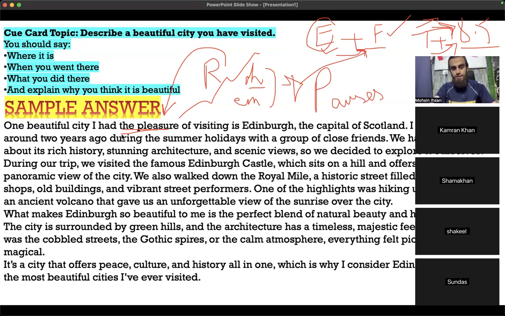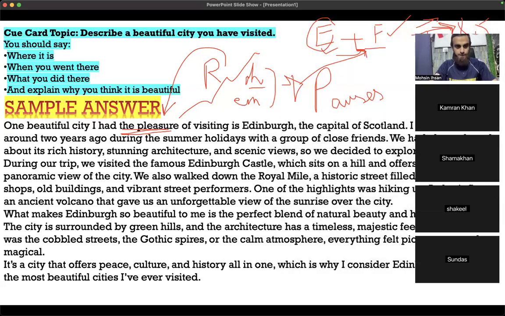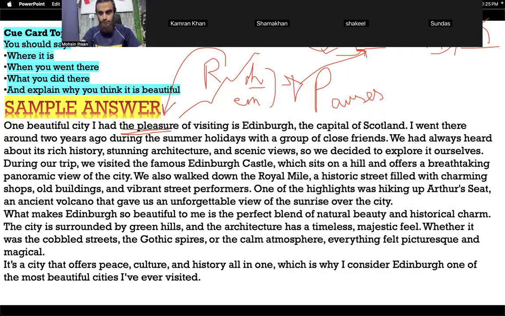Now see the first point, we first take out some points. I went there. See the next point. I went there around 2 years ago, during the summer holiday, with a group of close friends. So this is when it happened. It happened in summer holidays. My second point is summer holidays. You can talk about close friends, relatives, family members, no matter.